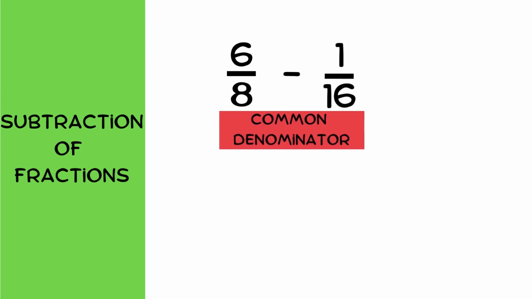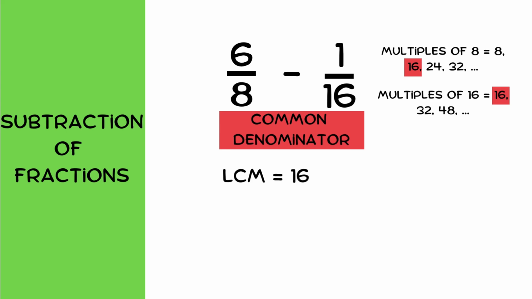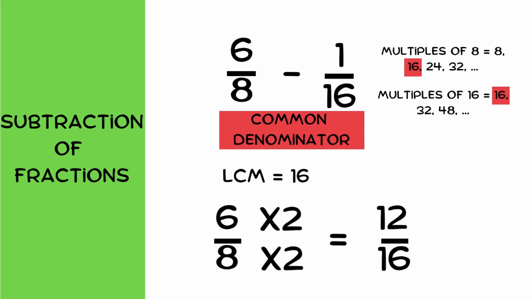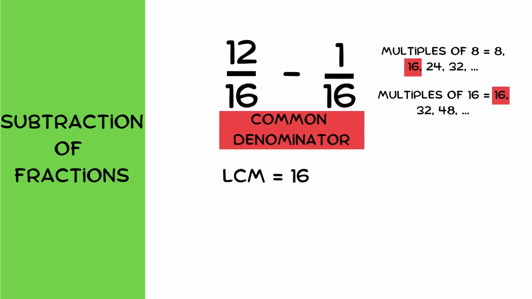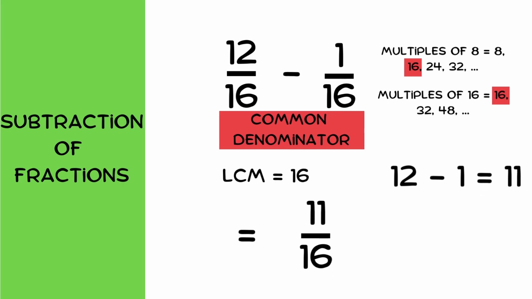Now, let's say we wanted to subtract 1 over 16 from 6 over 8. Well, once again, we need to find a common denominator. Since 16 is the lowest common multiple, we will start there. We first convert 6 over 8, which will be 12 over 16. And since 1 over 16 already has 16 as a denominator, we can leave it. 12 minus 1 gives us 11. So therefore, our answer becomes 11 over 16.